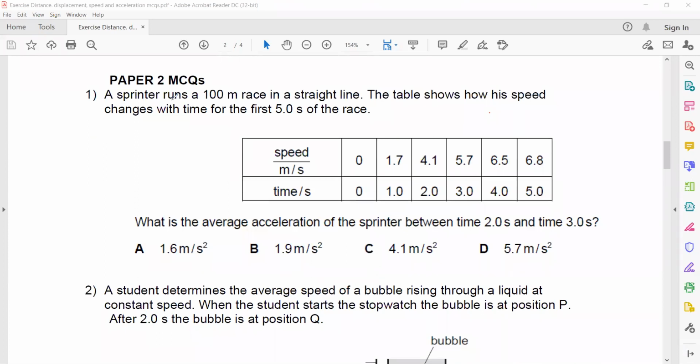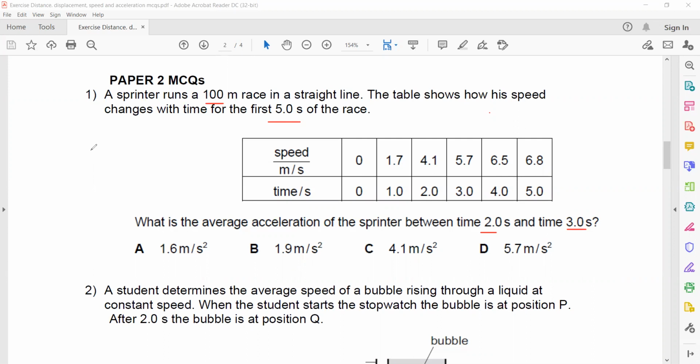In the first question, a sprinter runs a 100-meter race in a straight line. The table shows how his speed changes with time for the first 5 seconds of the race. What is the average acceleration between 2 seconds and 3 seconds? So how to find the average acceleration?